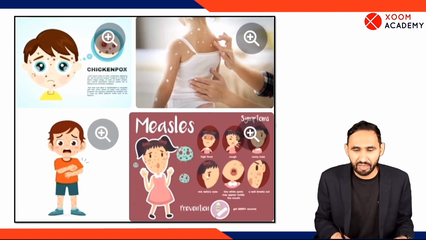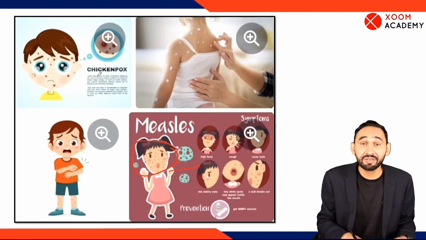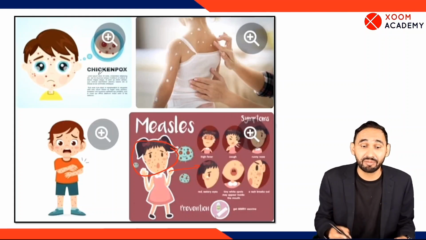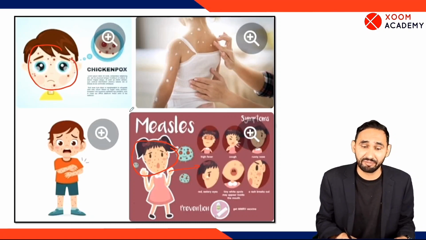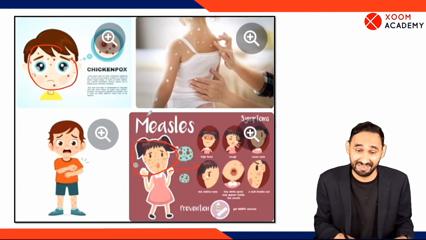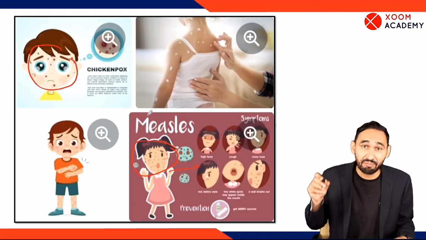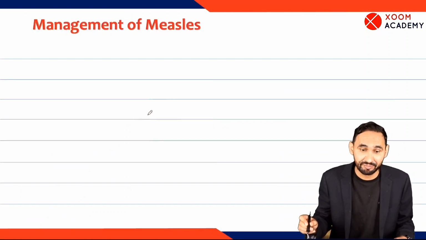As measles is more common in children, you can see that the rash appears from the face. It is appearing in children. Then you can distinguish it from chickenpox. How? The rash of chickenpox is of larger size as compared with the rash of measles. You have to remember the pattern of rash also.